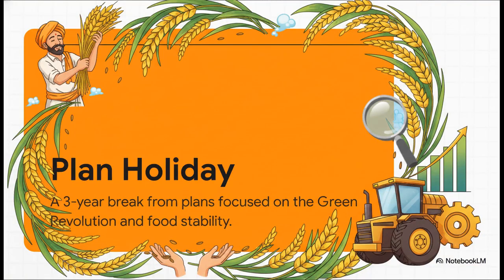So what do you do when everything falls apart? You take a plan holiday, or Yojana Avkash. Now, to be clear, this wasn't a vacation. It was a desperate, strategic 3-year break that acted as an economic shock absorber.